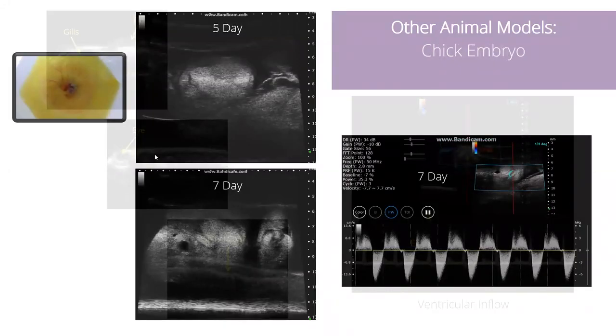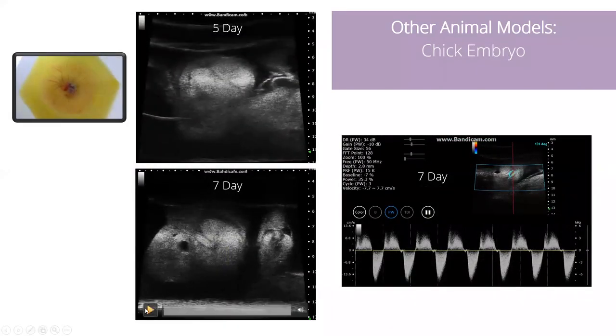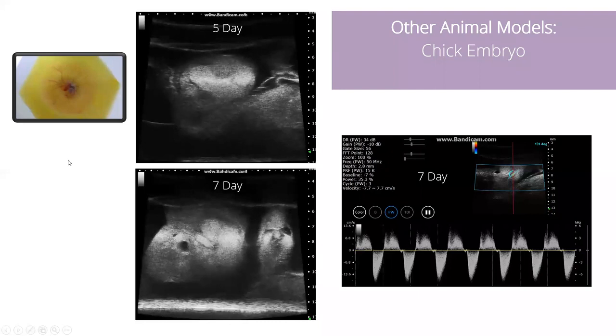Looking at chick embryos, here we're actually able to see the developing heart. In this case, the shell is just shaved off at the area of the air pocket, and this is where the embryo is developing on the membrane, as you see here, and we're able to actually see the heart as it's developing, again using B mode to look at it and Doppler modes to be able to quantify the flow changes as that embryo develops.